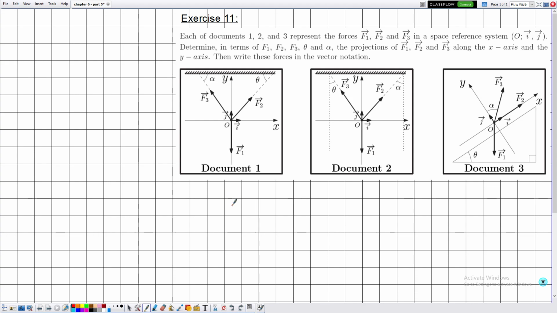So we have reached part 5 of chapter 6, which is the chapter of center of mass for grade 11 students. In this one we are going to solve some exercises.